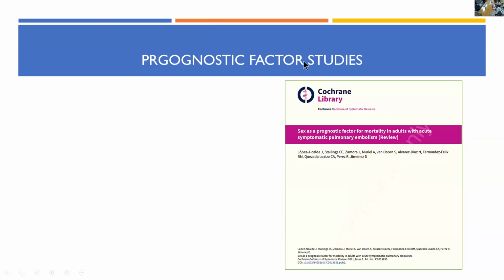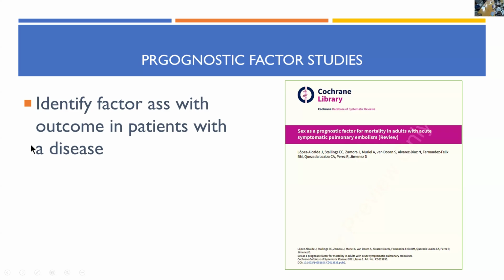Now, I told you it could be a single factor. So sex as a prognostic factor for mortality in adults with acute pulmonary embolism. So follow up a group of people with pulmonary embolism and you see how many of them die. But you want to know, is there a difference between men and women? A single factor. Called a single factor.